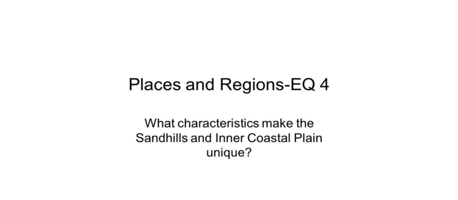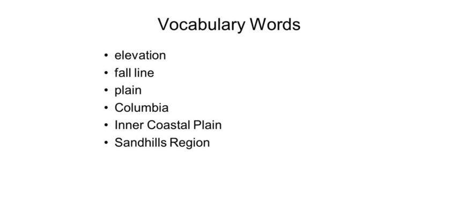Today we are starting a new essential question. Today we're going to learn about what characteristics make the Sandhills and Intercoastal Plain unique. Vocabulary words that we're going to be learning about throughout this essential question are elevation, fall line, plain, Columbia, Intercoastal Plain, and Sandhills region.